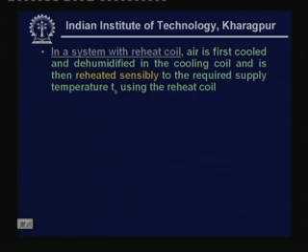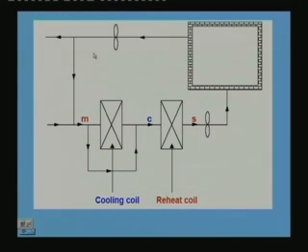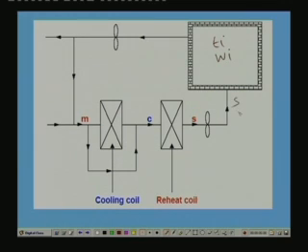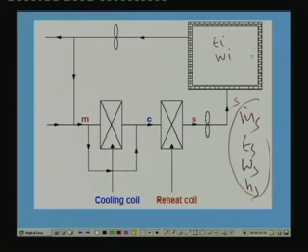In a system with reheat coil, air is first cooled and dehumidified in the cooling coil and is then reheated sensibly to the required supply temperature Ts using the reheat coil. So first let me explain the system hardware. Again you have the conditioned space here where we require Ti and Wi, and this is the supply state. We require this much airflow rate at this temperature, this humidity and this enthalpy. At this condition, it is supplied to the conditioned space, and again we have the sensible heat load on the room and the latent heat load on the room. We have the cooling coil here. In addition to the cooling coil, we also have a heating coil.